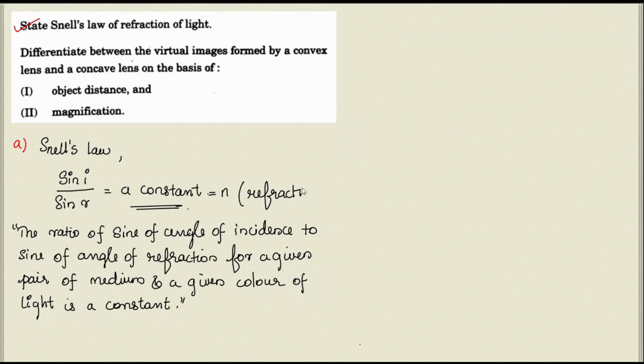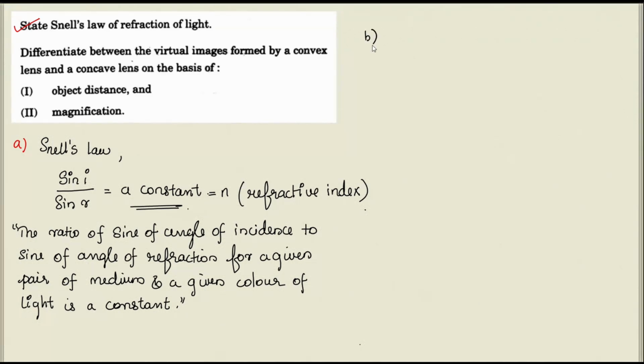Refractive index, you know what we mean by refractive index? It says how much the light ray got refracted when it entered another medium. The measure of the refraction of light is given by this refractive index. So sin i by sin r is equal to the constant, that is N. So this is our Snell's law.